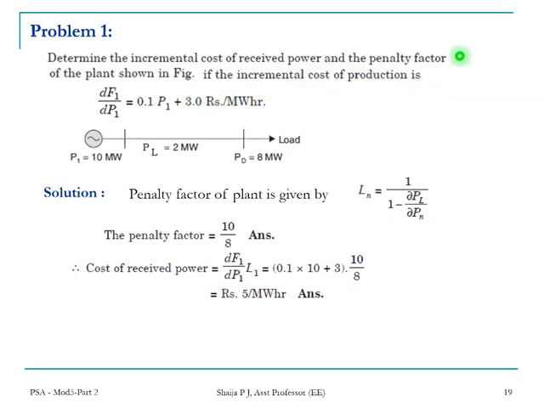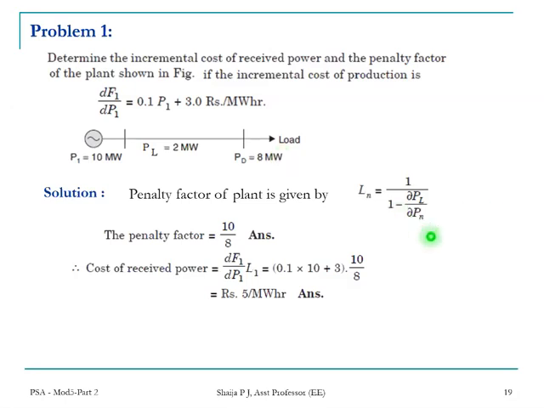If the incremental cost of production dF1 by dP1 is 0.1 P1 plus 3 rupees per megawatt hour. This is the system. What is the penalty factor and what is the cost of received power? That's the question. So what is penalty factor? Penalty factor is given by 1 minus dou PL by dou PN.